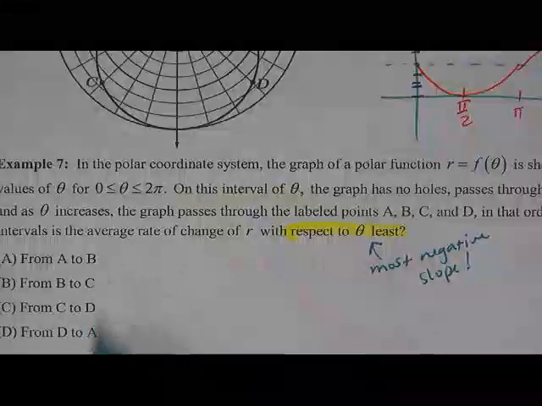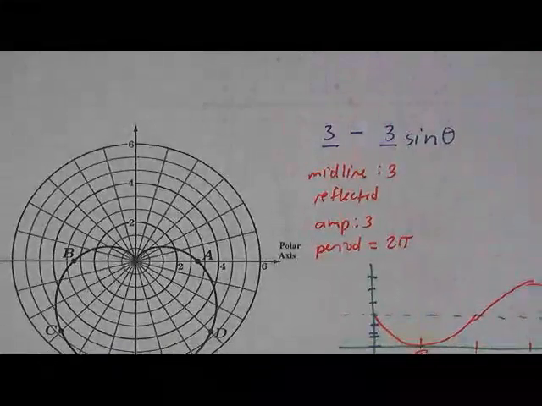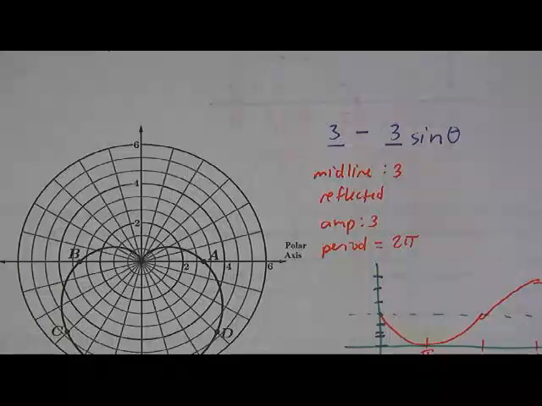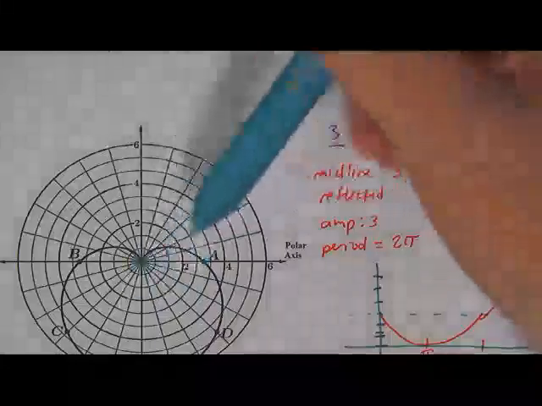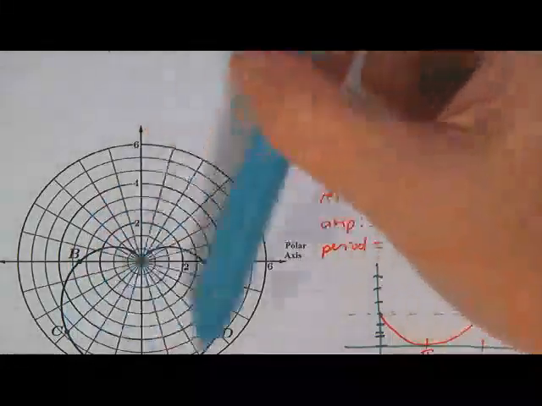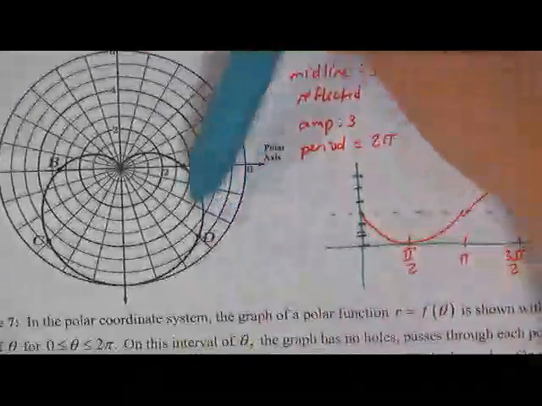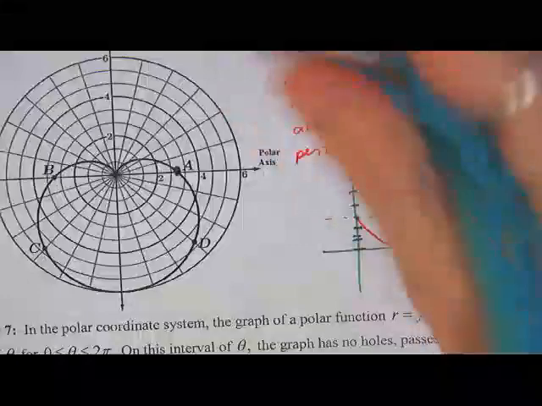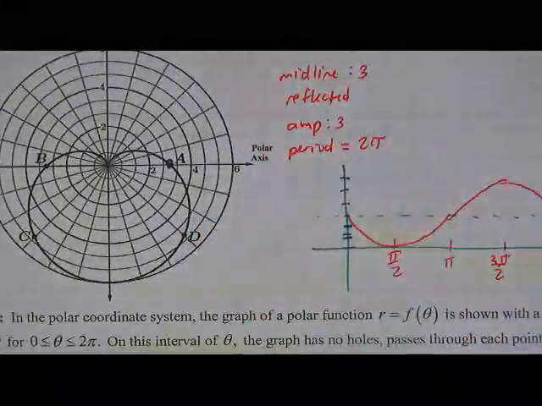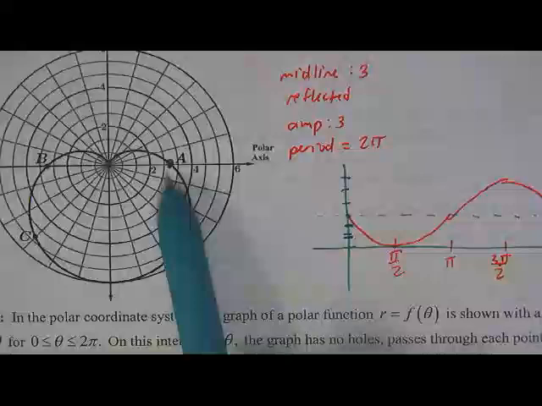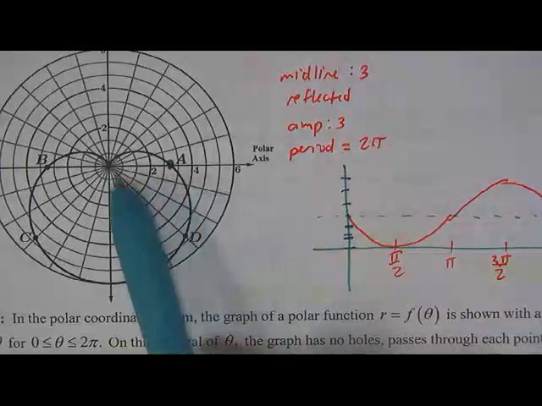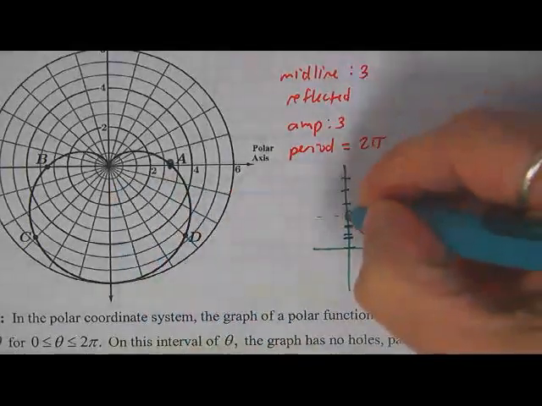Where's all this A, B, C, and D coming from? Well, if you read, it says, on this interval, the graph passes through labeled points A, B, C, and D in that order. So look at point A, where the radius is 3, and you're at 0. That means point A is right here. There's point A.